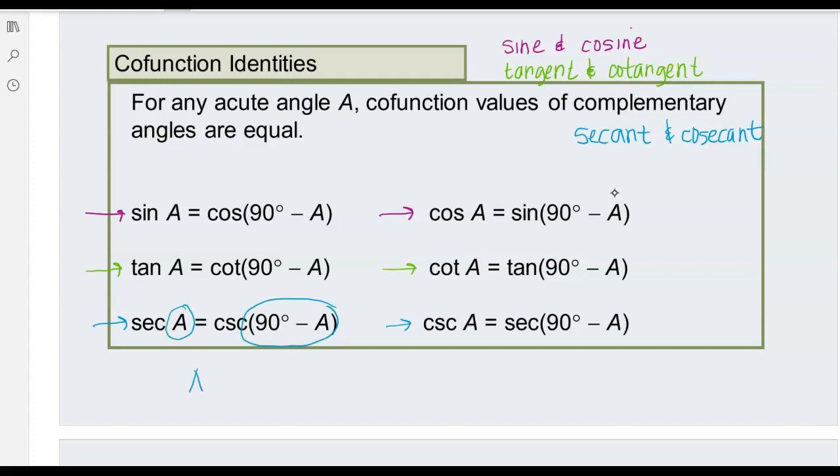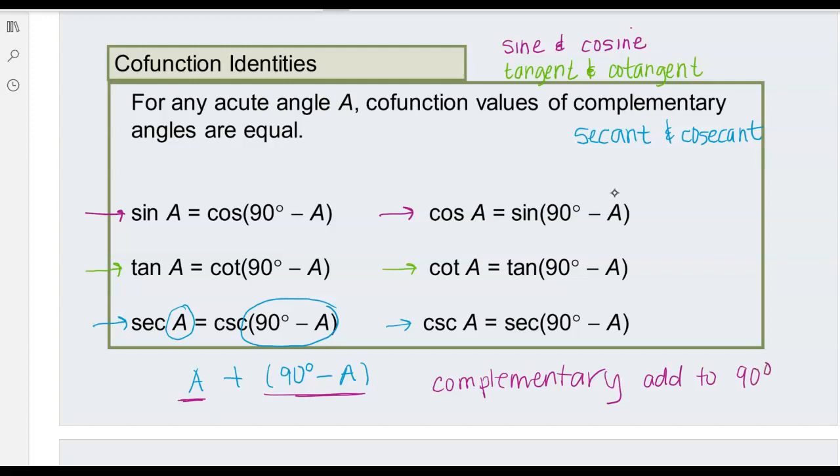If I have an angle A, plus another angle that is 90 degrees minus A, these two angles are going to be complementary. Complementary angles add up to 90 degrees. And if I added these two together, the A's would cancel, right? Positive A and negative A would cancel, and I would just end up with 90 degrees. So really what we're saying is that the cofunctions are going to be related to complementary angles.